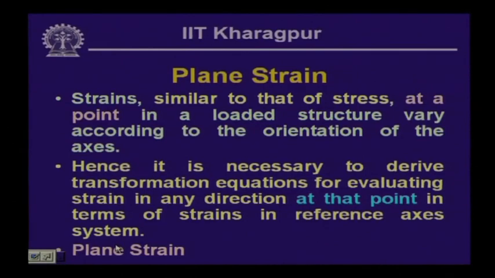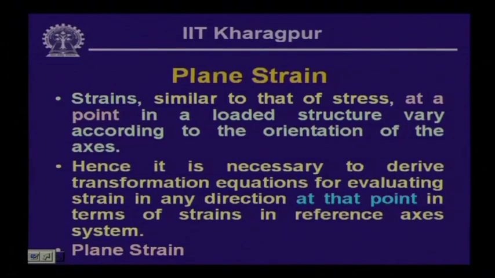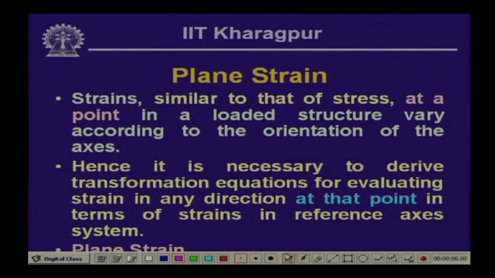Well, having looked into these questions and the answers, now let us look into the strain that we are looking for at a particular point. We define the strain with reference to the rectangular axis system as the normal strain in the x direction, epsilon x, the normal strain in the y direction, epsilon y, and the normal strain in the z direction, epsilon z. It is similar to the situation we had in the case of stresses.